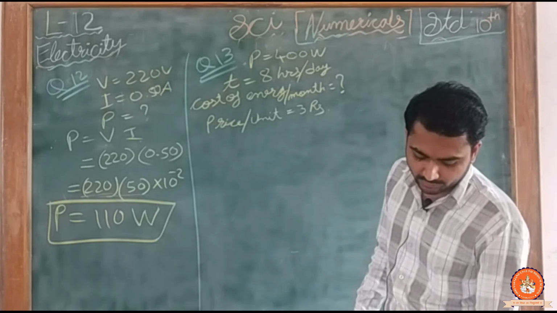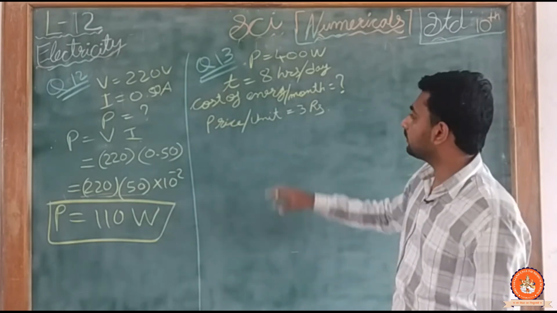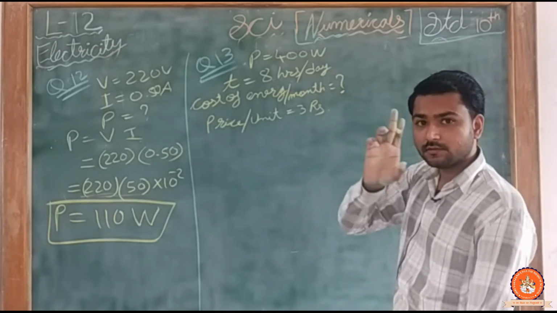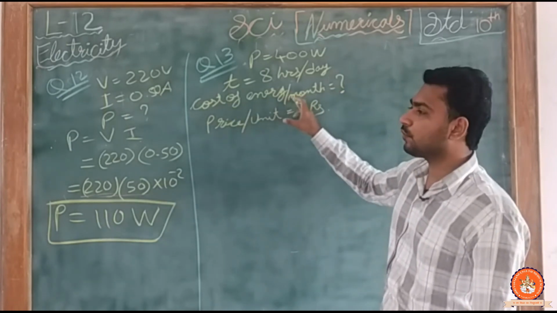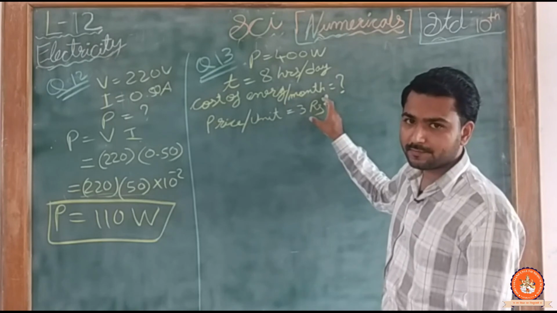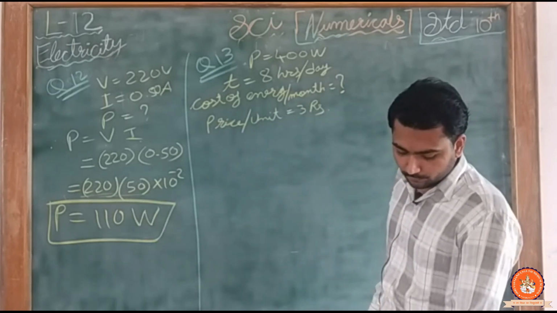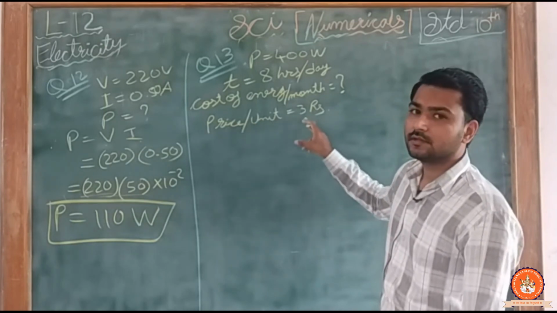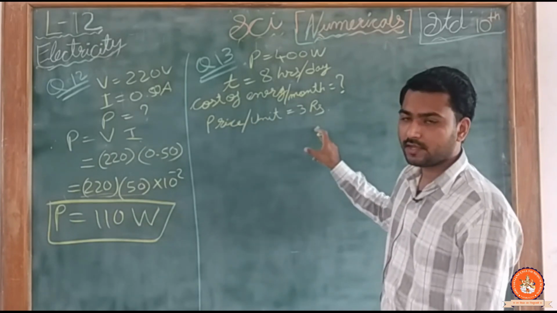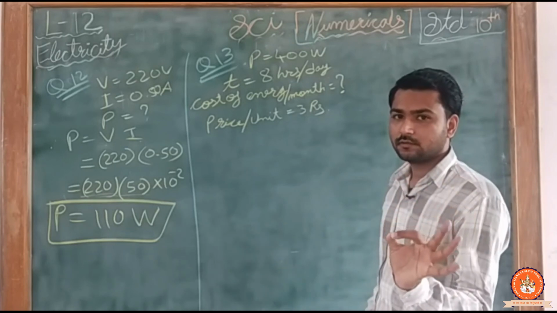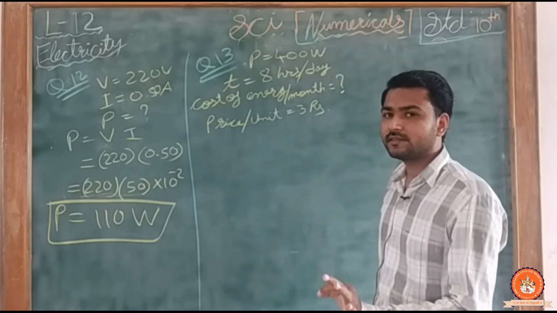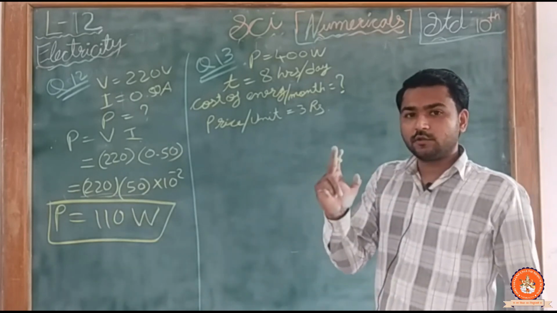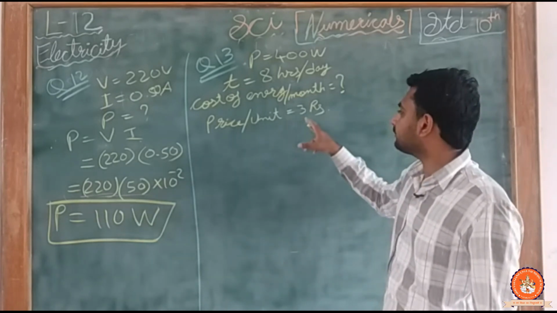What is the cost of the energy to operate? What you have to find is the cost of energy per month, for 30 days. So we have to find the cost of energy per month, that means 30 days. The price per unit is 3 rupees. ठीक है, एनर्जी का प्राइस किसमें होता है? एनर्जी किसमें डिनोट करते हैं? kWh. kWh मीन्स यूनिट हुआ. तो एक यूनिट का प्राइस होगा 3 रुपीज.